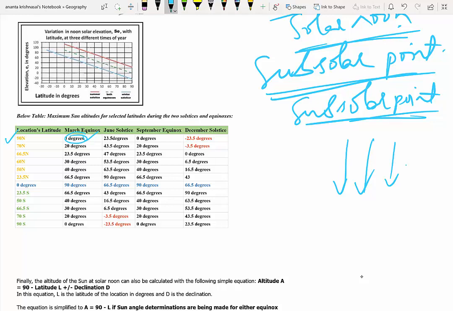That means it is not even above the horizon. Similarly, for 90 degrees south also it is at 0 degrees. And again, if you consider the September equinox, you find that it is at 0 degrees.